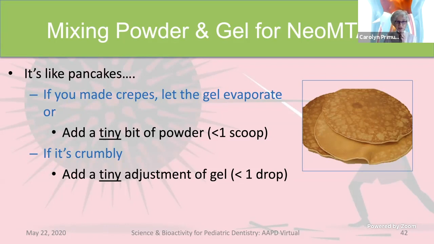If your assistant has mixed it and it's a little bit crumbly, they need to add just a tiny bit of gel, and it's less than 1 drop. Now, this may sound complicated, but surely you can manage that. And I want to assure you that this is no more complicated than using Biodentin, where you have to decide on how many drops you're going to dispense. And unit doses, believe it or not, in any product do vary. So this is really not unique to the Neo MTA2 product.